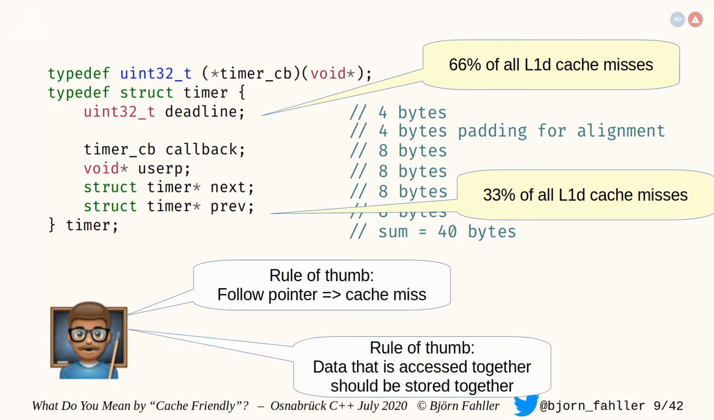So that is the next rule of thumb. Data that is accessed together should be stored together. And with together, I mean just the bytes next to each other so that they are almost certainly in the same cache line. So if you get a cache miss on one of them, you will not get a cache miss on the other because you have already done the work.